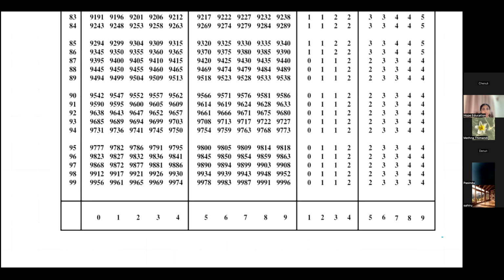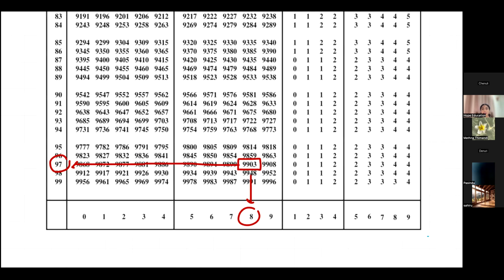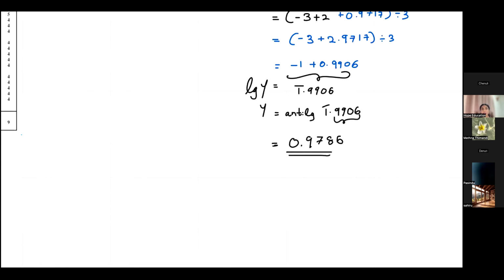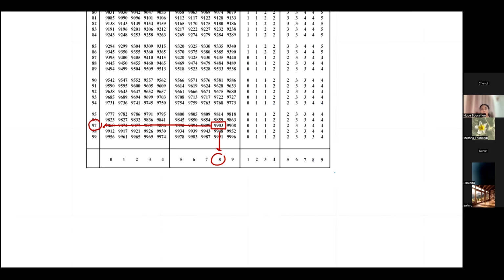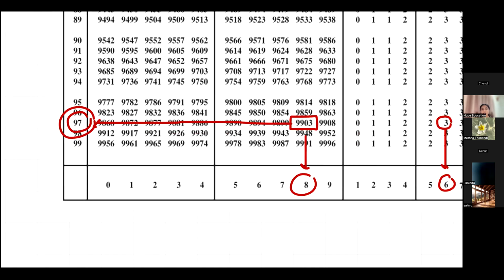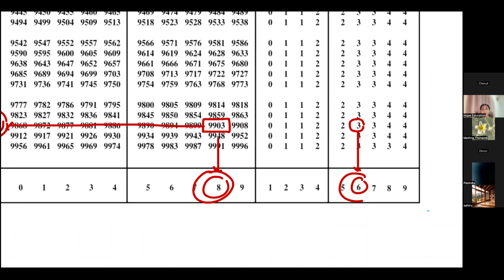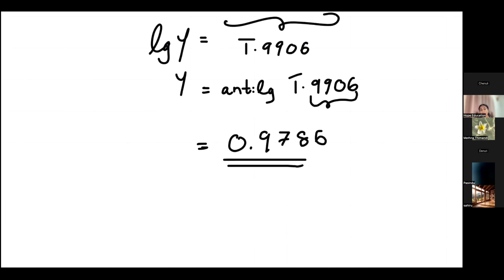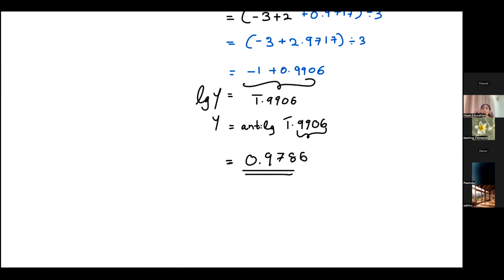We have 9903 here. 9903 means here we have 97, here we have 8. Right? 97, 8. Then what I want is 9906. But what I have is 9903. That means I need 3 more. That 3 I get from here, and I add the correspondent method, which is 6. So 97, 8, 6. 9786. And bar 1 means the decimal point goes one place forward.